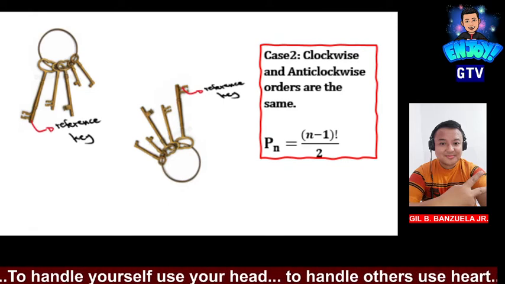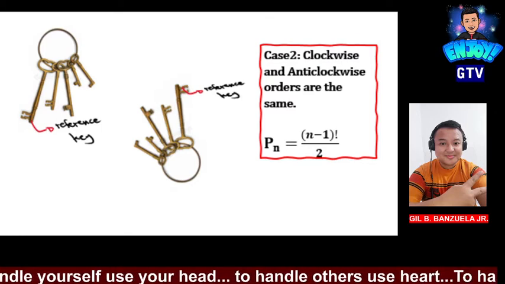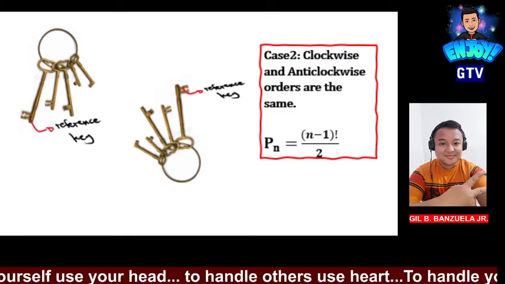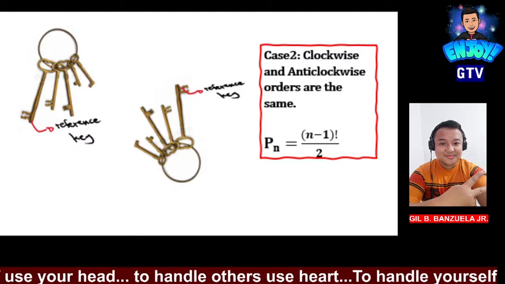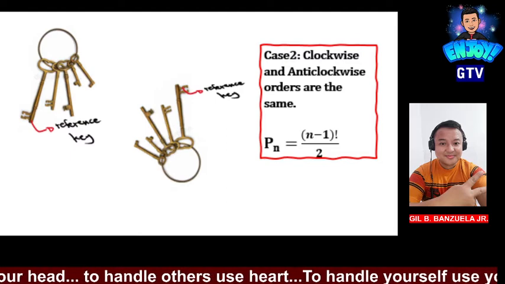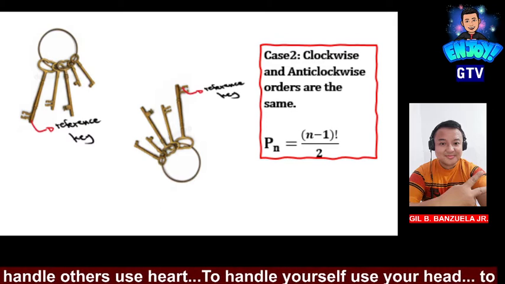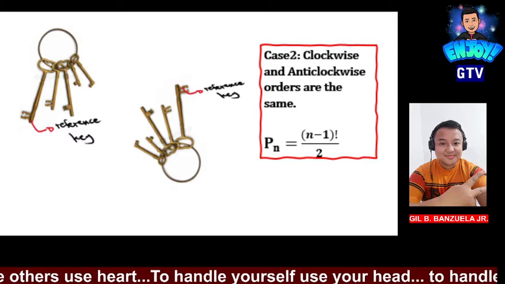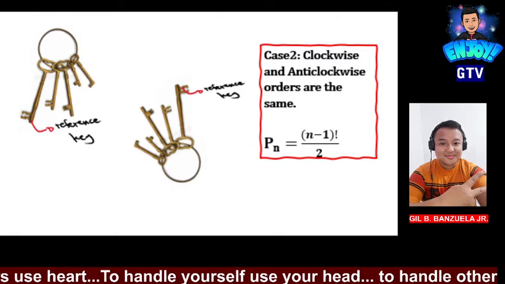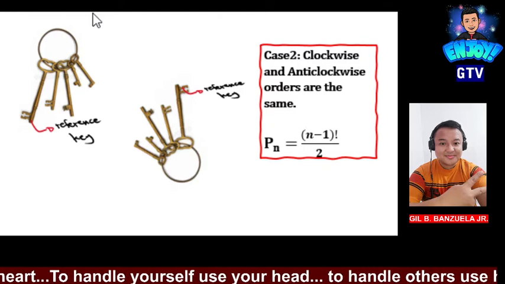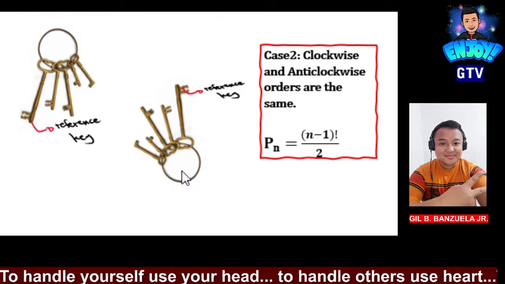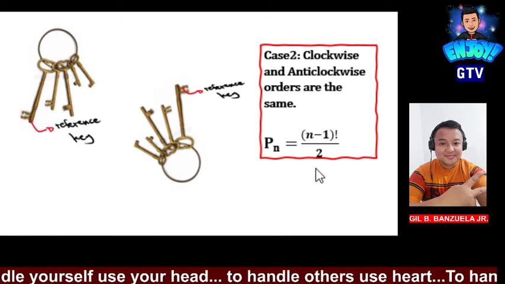Ito ay nangyayari lang kapag gumagamit tayo ng ring, bracelets, etc. Pero sa circular table, hindi natin kailangan mag-divide ng 2 kasi hindi naman natin pwedeng baliktarin yung tables, di ba? So, it can be applicable to rings only.